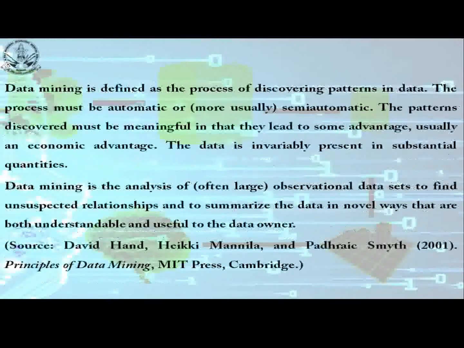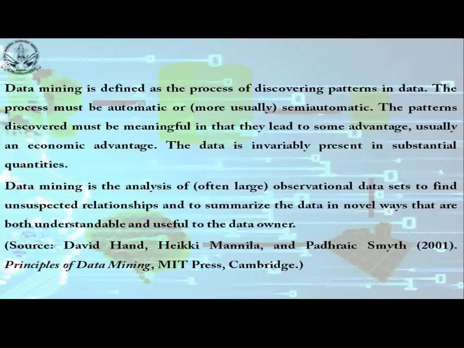So we find that data mining is the process of discovering patterns in data. This process is automatic or semi-automatic. It means that when we have a lot of information or data collected at a place, it will automatically derive what is useful in a particular pattern or trend. The patterns discovered must be meaningful in that they lead to some advantage, usually an economic advantage. The data is invariably present in substantial quantities.